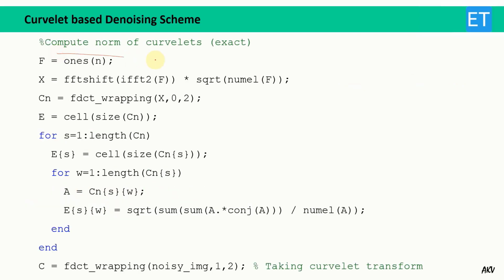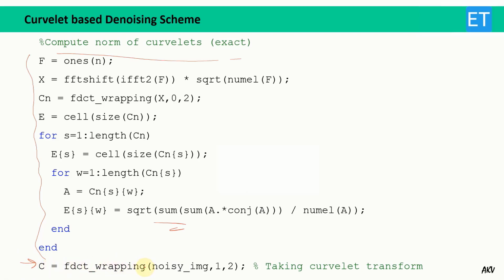Okay. So computing the norm of curvelet. This part you have to write as it is in your program. This is actually similar to sigma squared upon number of elements and then square root of it. That is how you are estimating the noise.